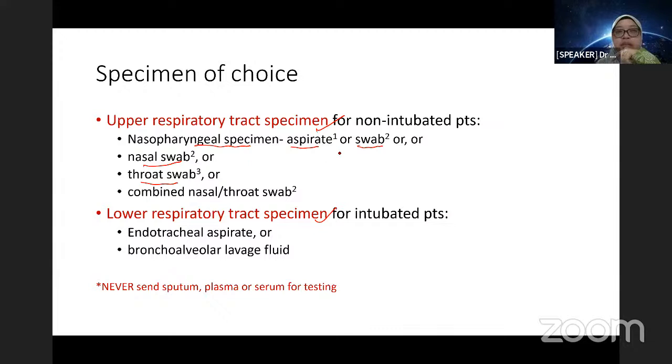In terms of the chance to get a positive yield, the highest is by providing us the nasopharyngeal aspirate. The second option is the swab. The throat swab is the third option, which may manifest a yield lesser than the nasal or nasopharyngeal specimen. And if we refer to IDSA, in order to optimize the yield, they also promote a combined throat swab.